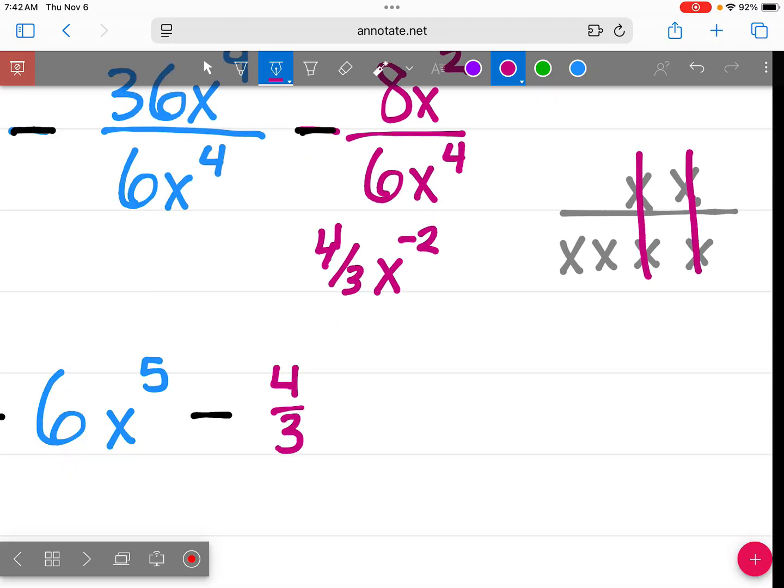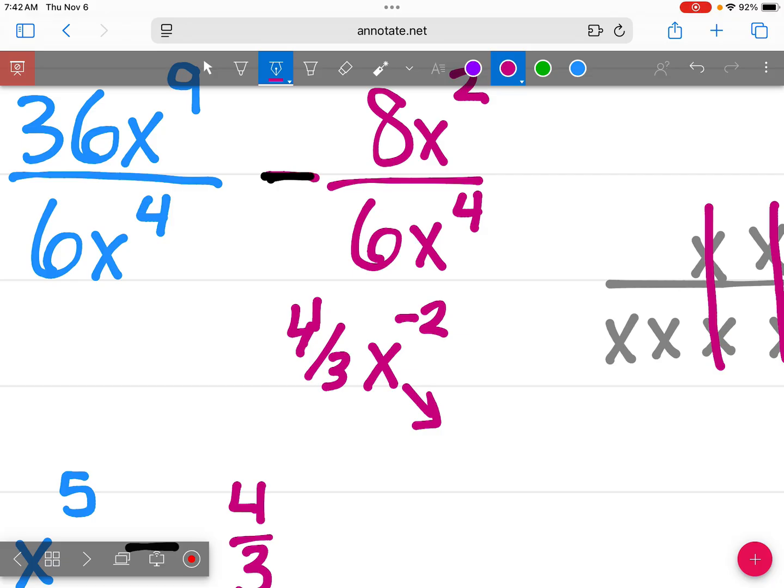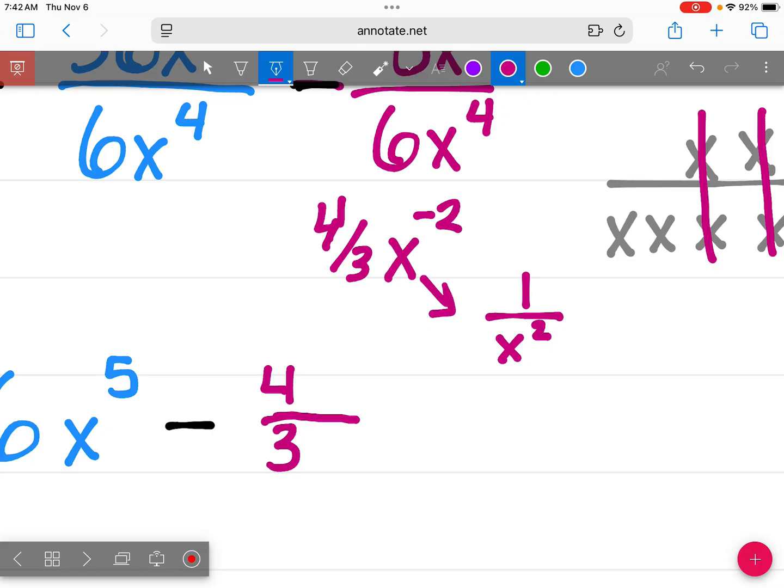I was going to say, this x to the negative 2 is the same thing as 1 over x squared. So I can write this as 4 over 3x squared. You could also do it as 4/3 times 1 over x squared. Totally fine. And my question is, is that a polynomial? Why not? To be a polynomial, remember we had to have no x's in our denominators, no negative exponents. It's the same thing.